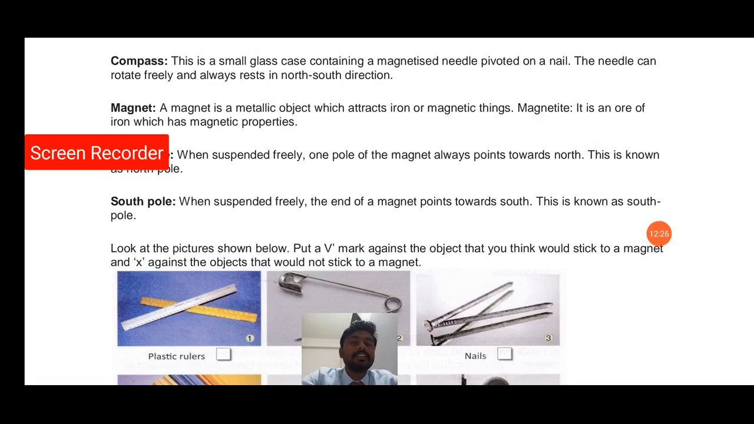Okay, dear students, now see a compass. We already discussed the compass. This is a small glass case containing magnetized needles pointed on the nail. The needles can be rotated freely and always rest in the north and south directions. We already discussed these things, yes or no? The needle can rotate freely and always rests in the north-south direction.